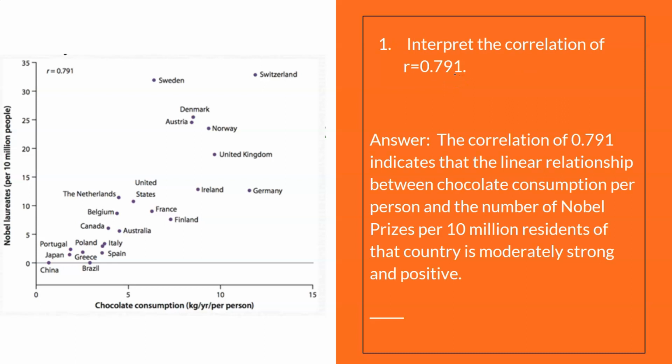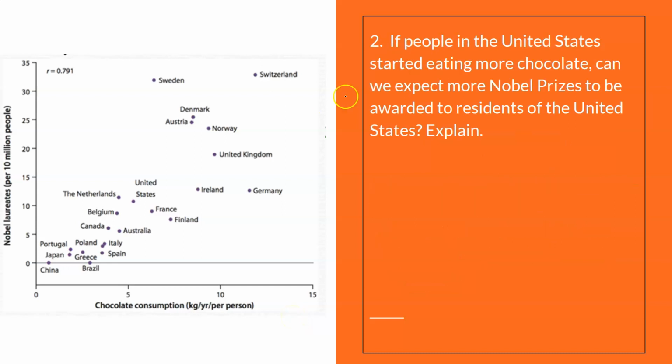You should have said that the correlation of 0.791 indicates that the linear relationship between chocolate consumption per person and the number of Nobel Prizes per 10 million residents of that country is moderately strong and positive. I've interpreted the correlation. I have not said anything about whether or not chocolate causes more Nobel laureates to happen. So let's talk about that.